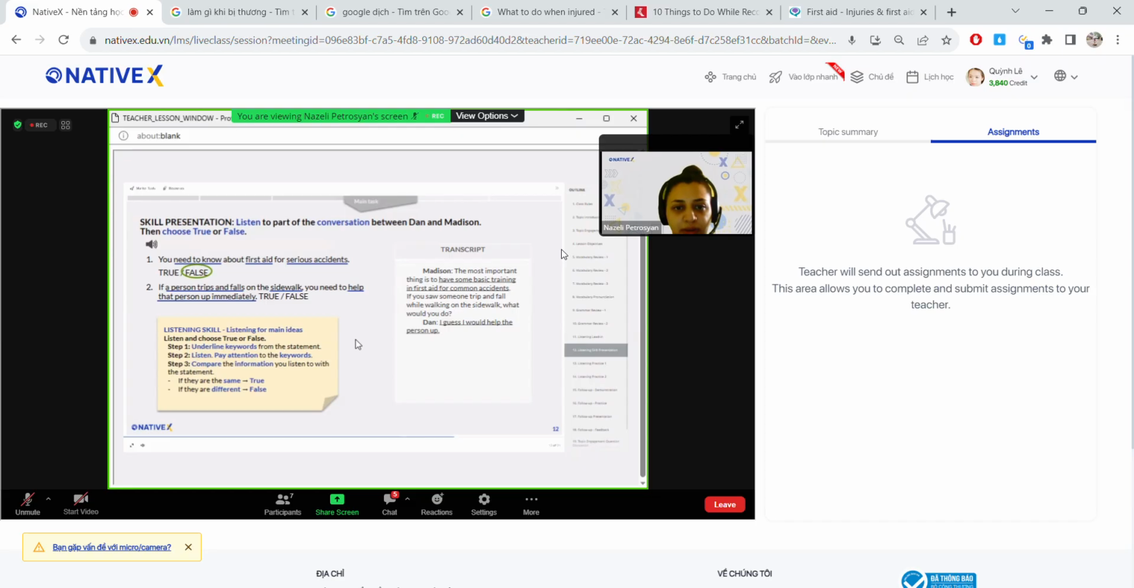Alright, and for number 2, it says, I guess I would help the person up. That's not a good idea. And in the end, first I would see if he or she was awake, then and so on, so that continues. So, based on this information, we can understand that statement 2 is also false.